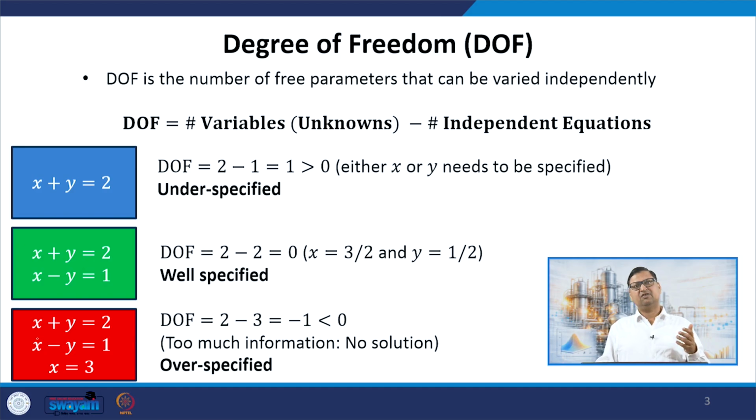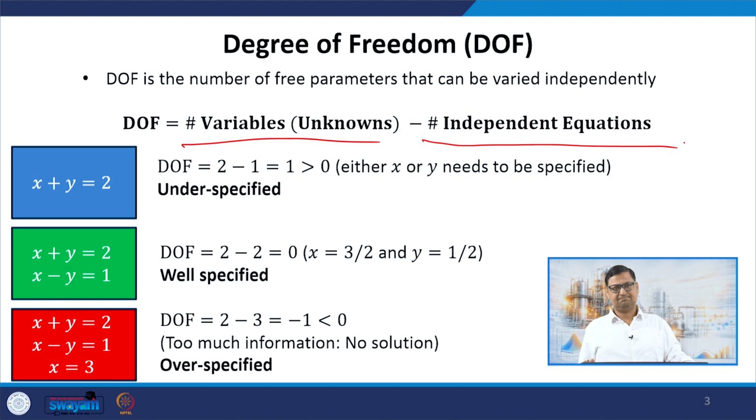We can define the degree of freedom in terms of the number of variables or unknowns that we have in a system of equations. The type of equations is not very important here; although I am giving an example of simple linear equations, it can be any equation. But the number of variables is what is important, and the number of equations is what is important. So, the degree of freedom is defined here by the number of variables or unknowns and the number of independent equations. The word independent is very important.